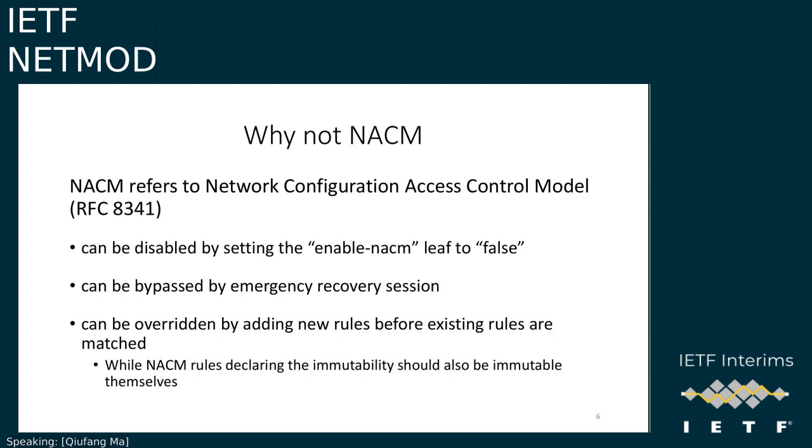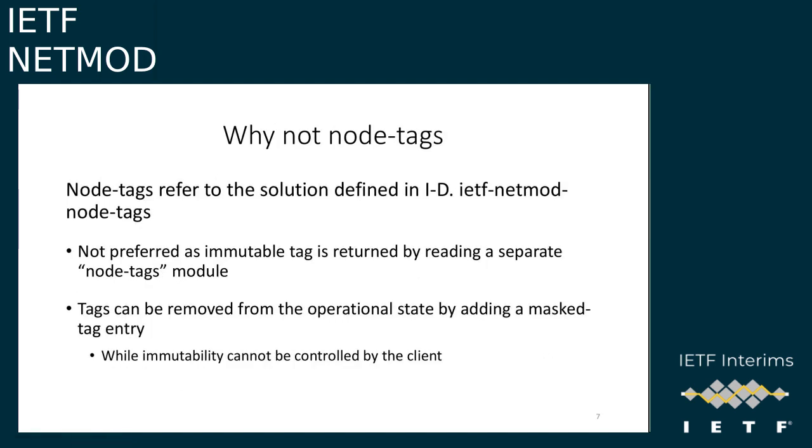There are a lot of restrictions with NACM if we use the NACM rules to express the immutability. The restrictions are that NACM can sometimes be disabled by setting the enable-nacm configuration to false, and NACM can also be bypassed by the emergency recovery session. And the most important is that we can have NACM rules to declare the immutability, but the rules themselves should also be immutable and cannot be modified by the client, while the rules usually can be overridden by adding new rules before existing rules are matched. So these are the restrictions about NACM.